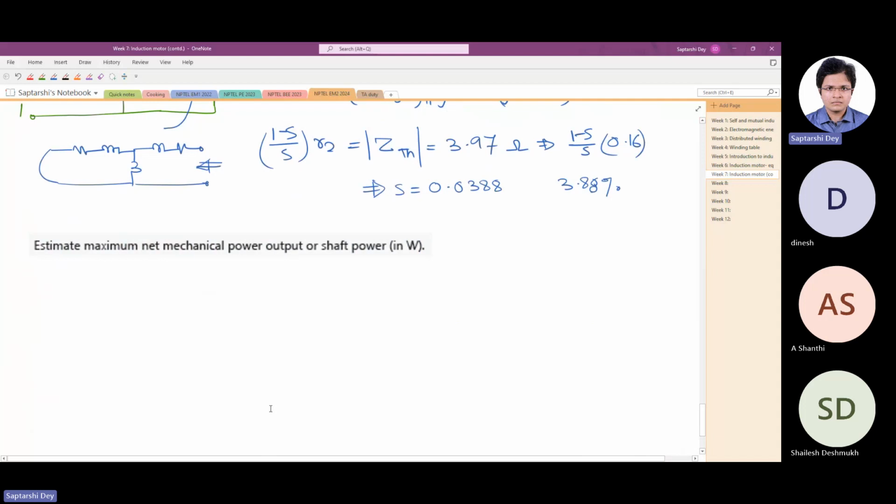Now the next part is estimate maximum net mechanical power output or shaft power. So we have to find out how much power is being developed at this slip and then subtract 1600 watt. So the same exercise once again, we have done it before. Basically, we have to solve that equivalent circuit for one new value.